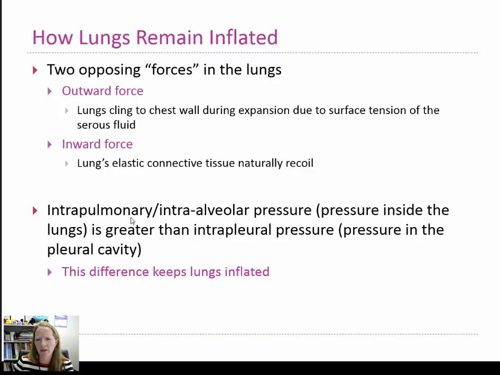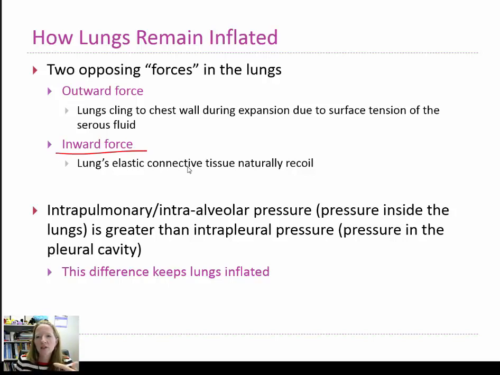And the reason why we need to talk about that is because of the lungs' tissue. The lungs are mainly this elastic connective tissue. So if you think about elastic connective tissue, it's like a rubber band. If you stretch out a rubber band and let go, it's going to want to snap back. That's what the lungs' elastic connective tissue will want to naturally do, is just to recoil and shrivel up. That's an inward force.